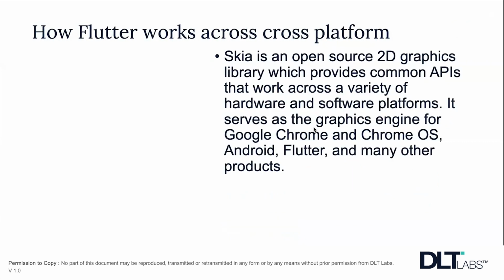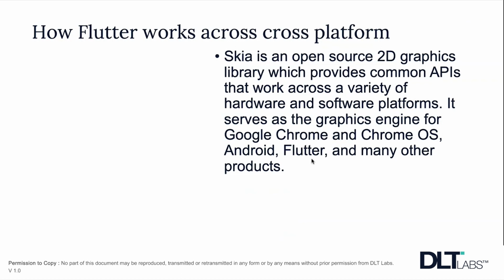Skia is an open source 2D graphics library, so it's good for general knowledge. If you want to explore more, learn about it, you can go to the official website and explore more. Skia is an open source 2D graphics library which provides common APIs that work across a variety of hardware and software platforms. It serves as the graphics engine for Google Chrome, very important and good to know. It works for Google Chrome and Chrome OS, Android, Flutter.